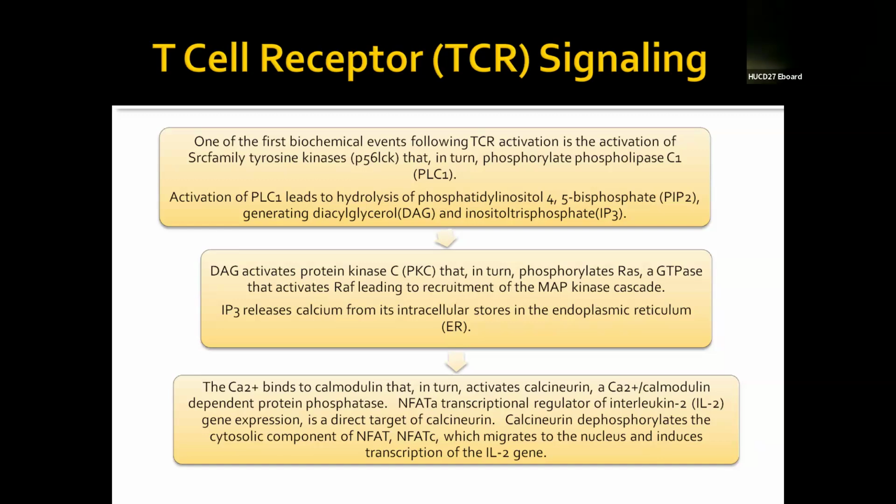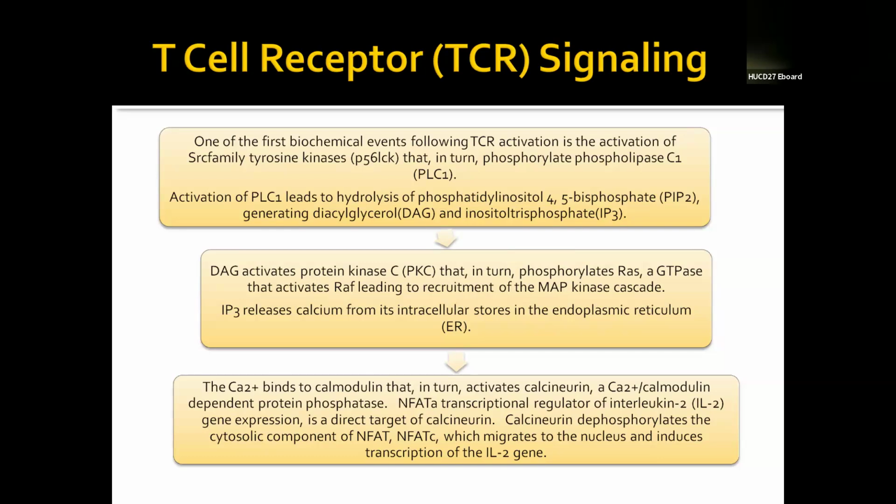The DAG activates protein kinase C, and that phosphorylates the RAS GTPase, and that activates the MAP kinase pathway, which we talked about, the RAF, leading to recruitment of the MAP kinase cascade. And then what you end up having is a release of calcium by the IP3, the inositol triphosphate, from its intracellular stores in the endoplasmic reticulum. That allows the calcium to bind to the calmodulin, which in turn activates the calcineurin. And this is in a T cell. That calcium calmodulin is dependent upon protein phosphatase.